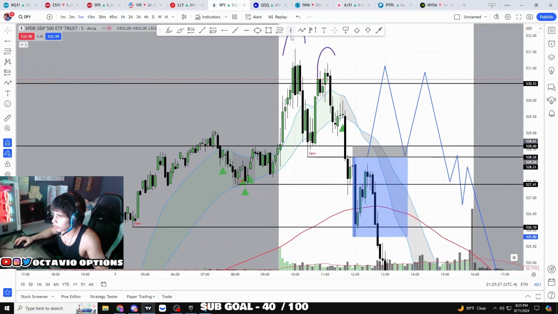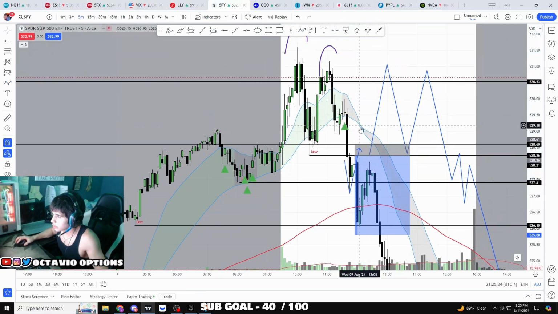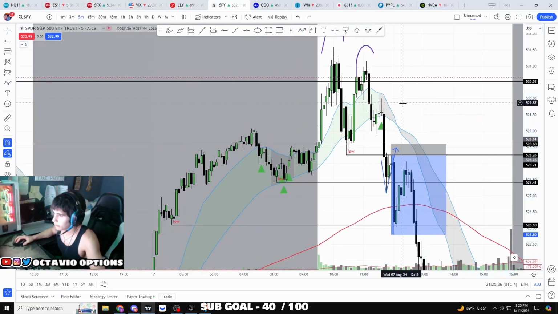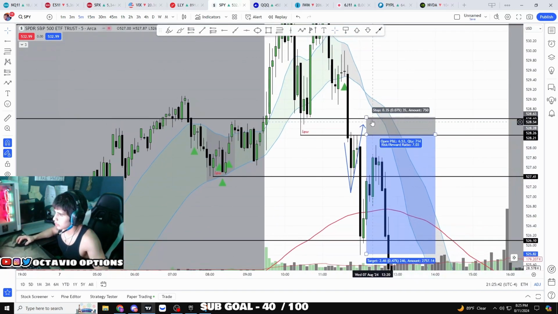So you would have entered off of this liquidity. You see this liquidity back down, and you would have entered off of this liquidity sweep back up. So you would have entered right here off of this liquidity sweep back up. See what I'm trying to tell y'all?